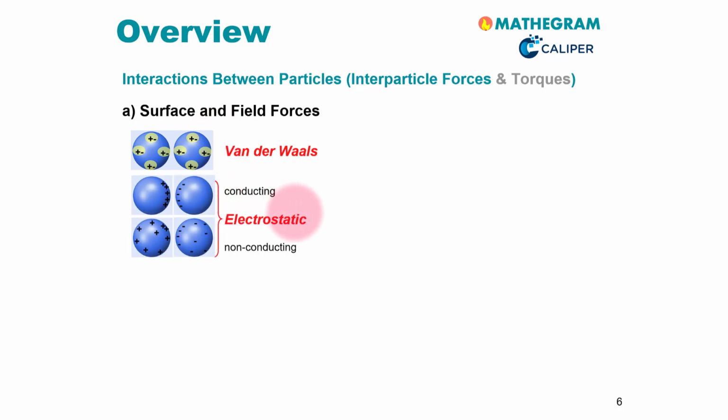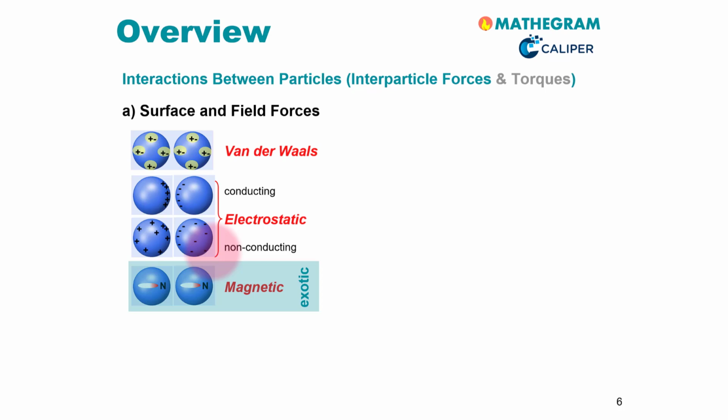The second type of forces in this group are electrostatic forces between particles. Here we can differentiate between conducting and non-conducting materials, and we will provide an example here for the non-conducting case. The next type of forces are magnetic forces. This is more exotic. I will not discuss this in greater detail.